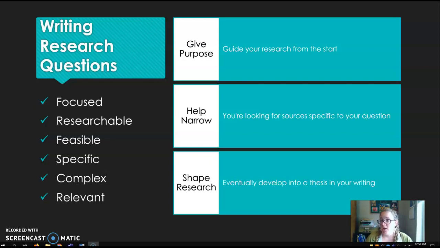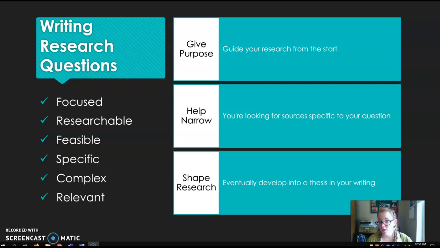So a bad research question would be something like, if I decided to research, let's say, racial injustice in the US, and my research question is, what is Black Lives Matter? That is a bad research question because it's factual, and all it does is ask for a simple answer. What is it? Well, it is this.